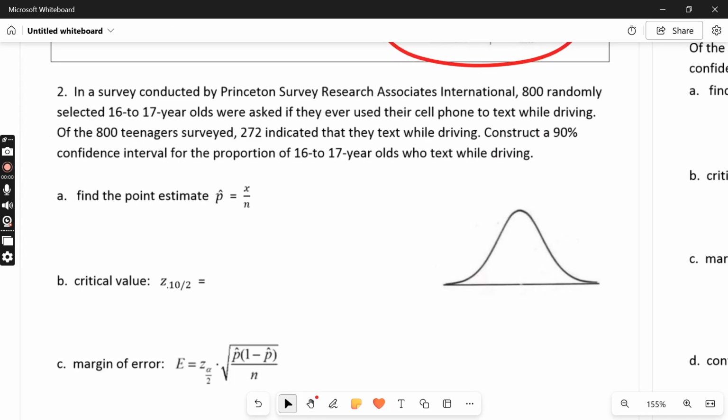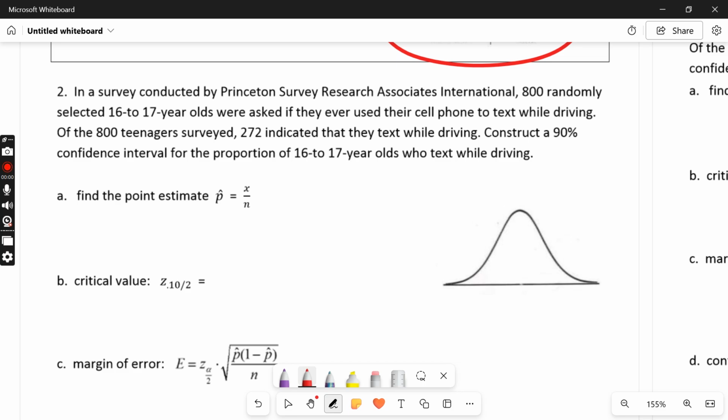So number 2, in a survey conducted by Princeton Survey Research Associates International, 800 randomly selected 16 and 17-year-olds were asked if they'd ever used their cell phone to text while driving. Of the 800 teenagers surveyed, 272 indicated that they text while driving. The rest of them lied. Construct a 90% confidence interval for proportions of 16 and 17-year-olds who text while driving.